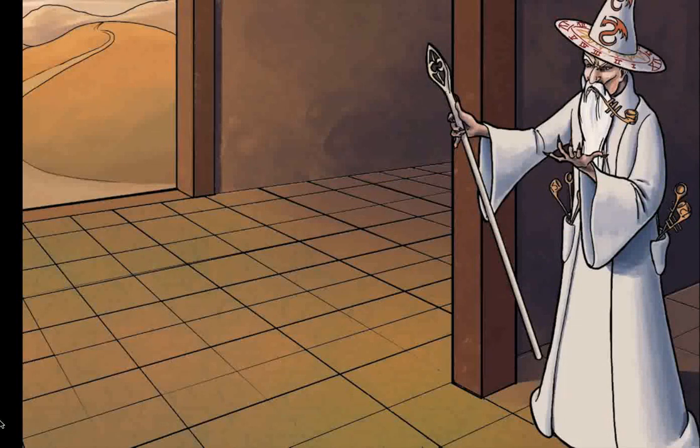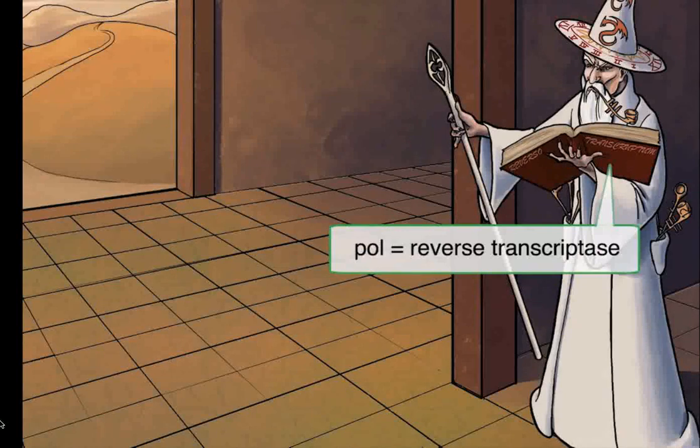The last gene I'll mention is POL, which is short for polymerase. But remember, retroviruses don't have a simple polymerase. They have a reverse transcriptase in order to convert RNA to DNA. So we're going to give our wizard a spellbook titled Reverso Transcriptum. This enables him to do all of his evil spells, creating DNA from RNA. You have to admit that's pretty magical.